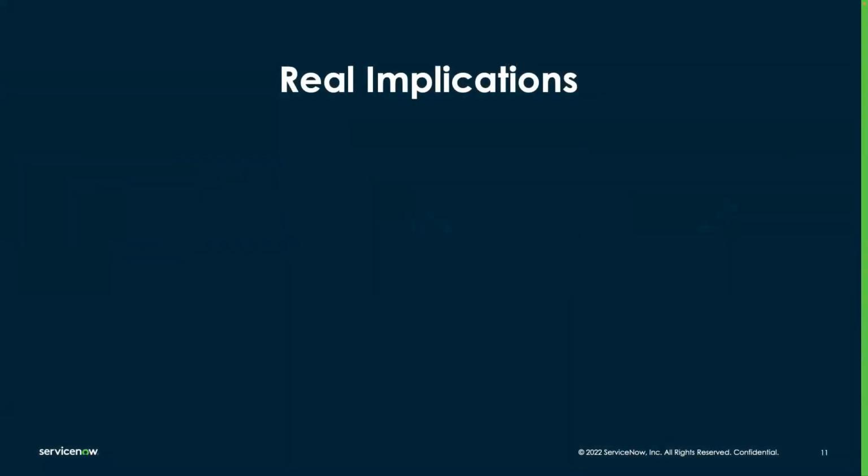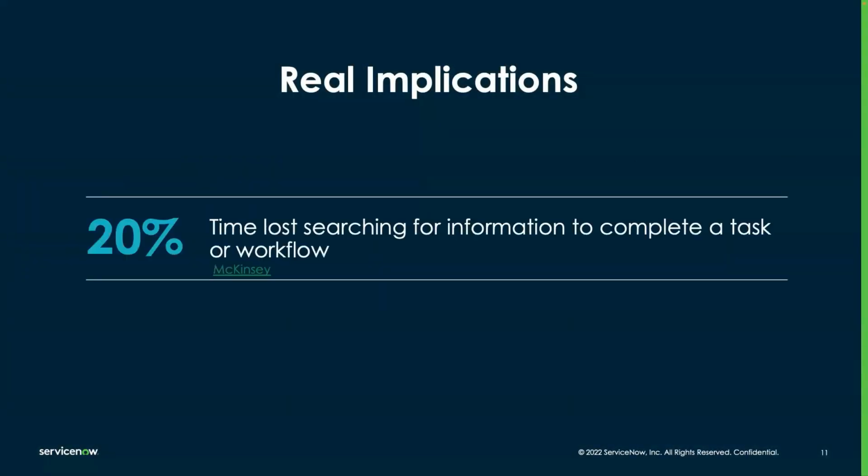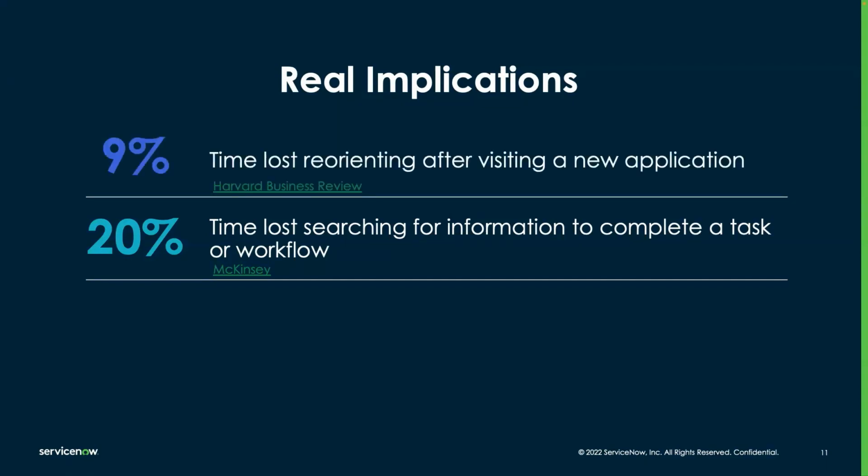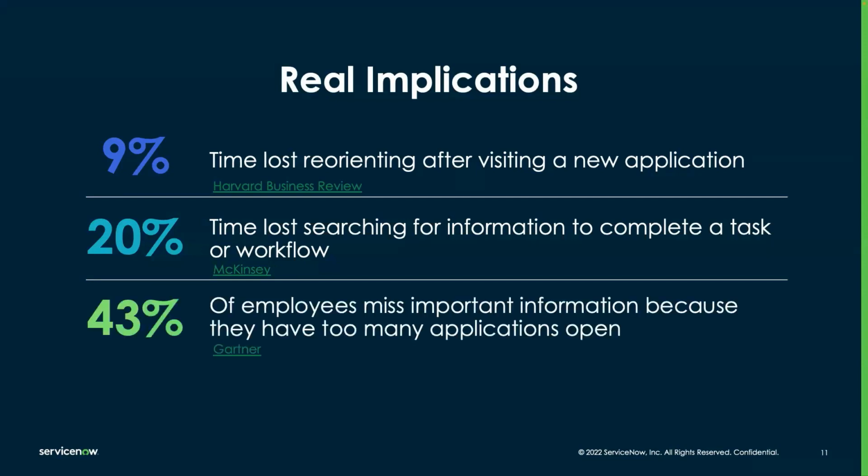So it's easy to understand why solving these challenges are so important when you dig into these numbers, such as a McKinsey report estimating 20% of employees' time is lost searching for information to complete tasks and workflows. HBR reports 9% of time lost trying to reorient to a task after visiting a new application. And Gartner indicating that 43% of employees miss important information because they have too many applications open.